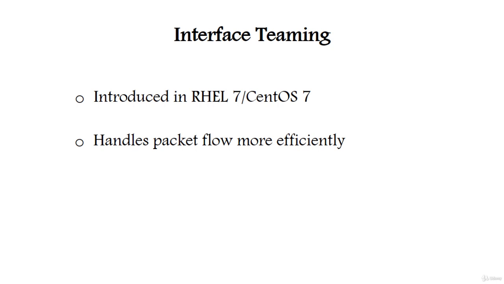Network teaming is implemented with a kernel driver and a user space daemon named teamd, and software called runners enables load balancing. The runner has several modes, just like bonding has several modes. So let's talk about the runners a little bit.